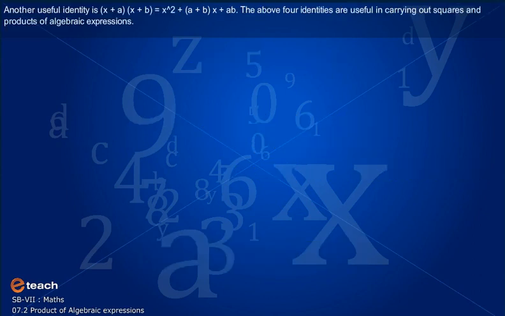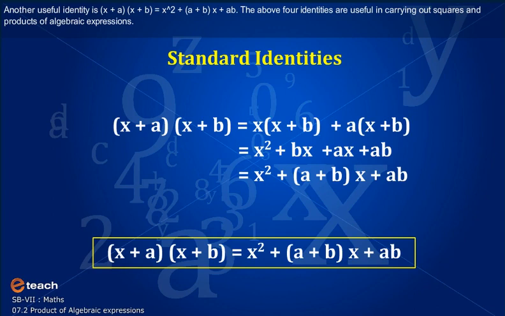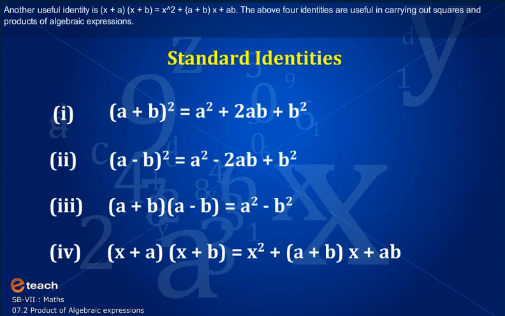Another useful identity is x plus a into x plus b is equal to x square plus a plus b into x plus ab. The above four identities are useful in carrying out squares and products of algebraic expressions.